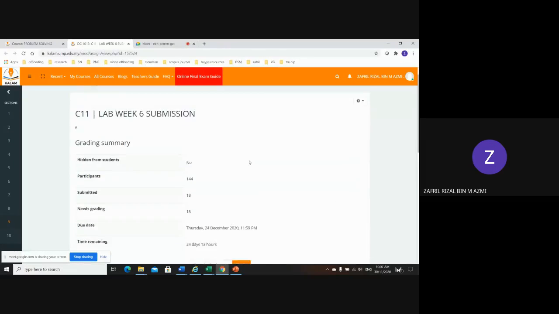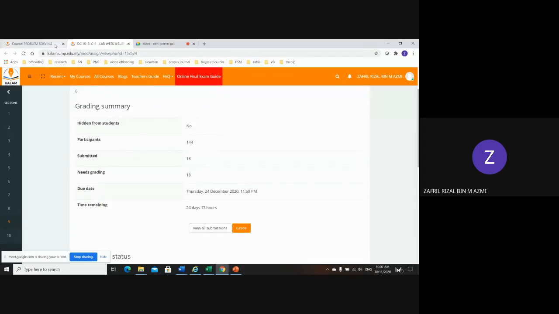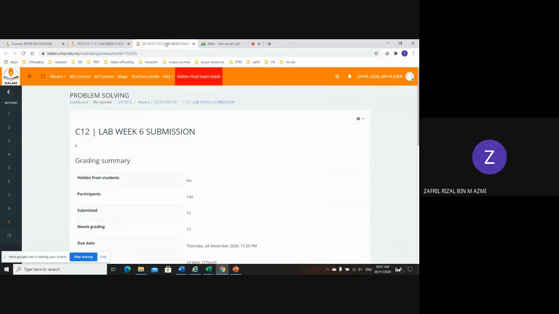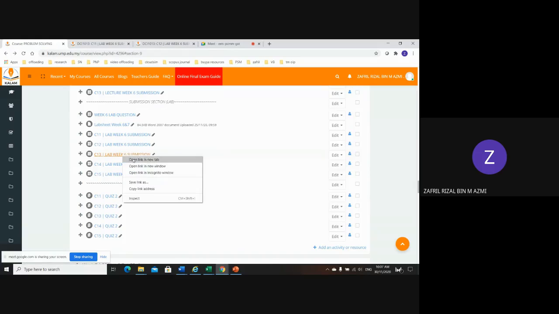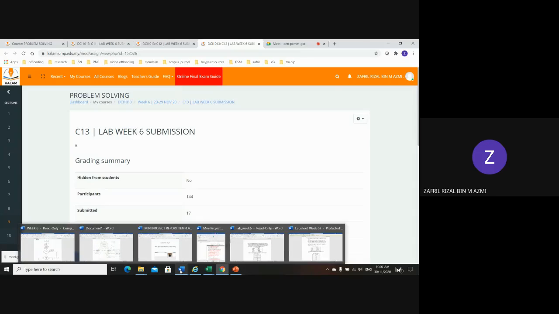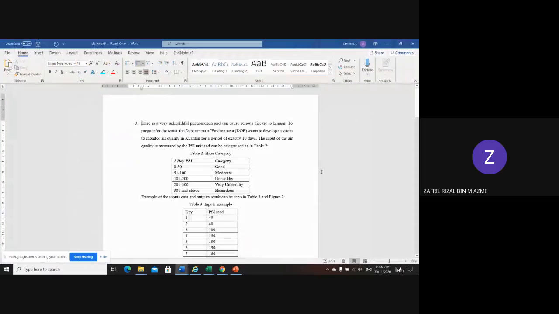For example, C11 only 18 submitted. 12, 15, and section 13, 17 only. So, do you encounter any problem to complete this task? Is it difficult, guys? Anything that you want to ask?